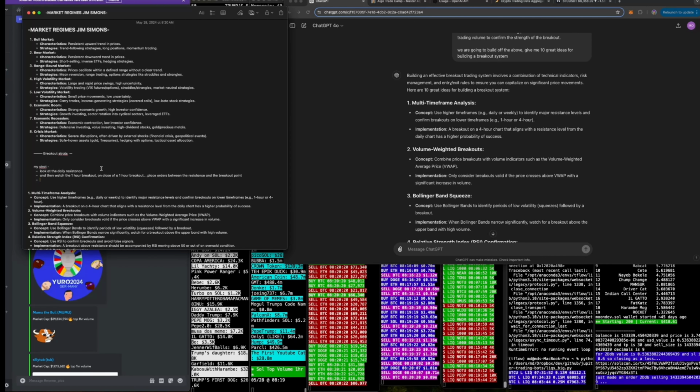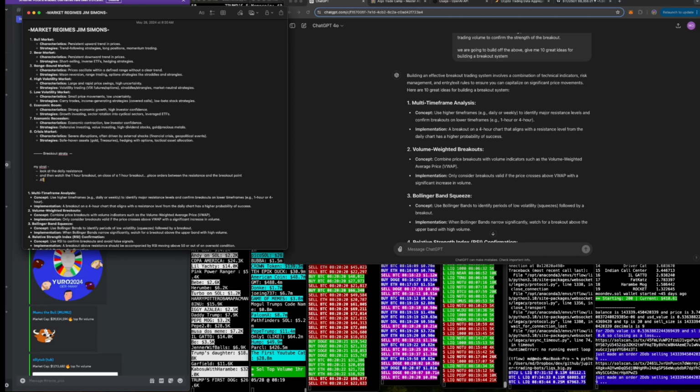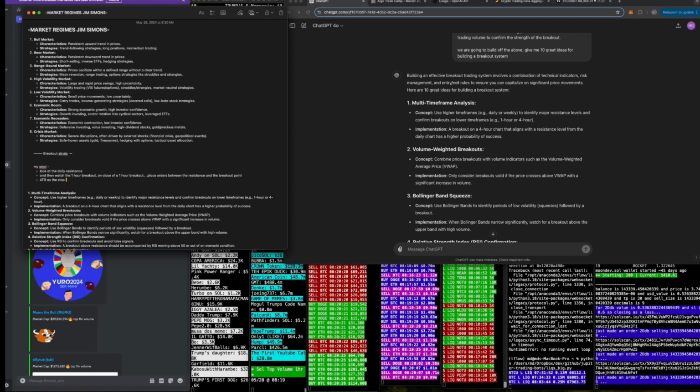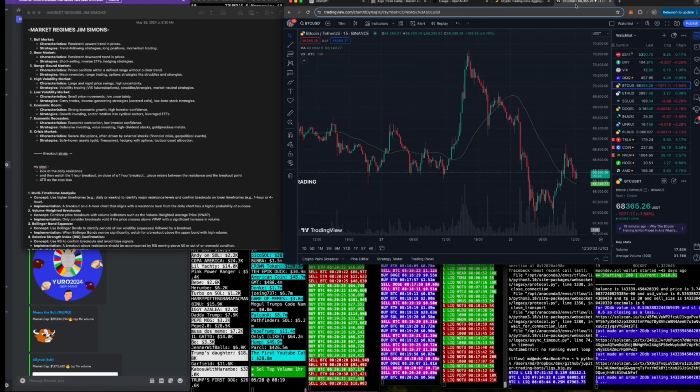Okay, and then we're gonna look at resistance. Okay, and then we're gonna put the ATR as the stop loss. Okay, let's do that. Let's see if it works. And I could probably just build a back test right now. So what I'm gonna do here is I need to go ahead and grab my Visual Studio Code.